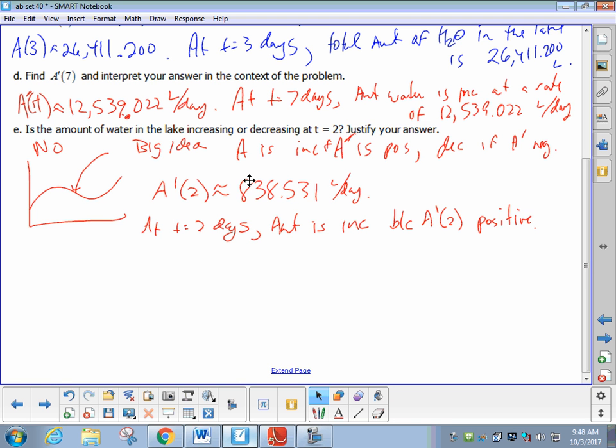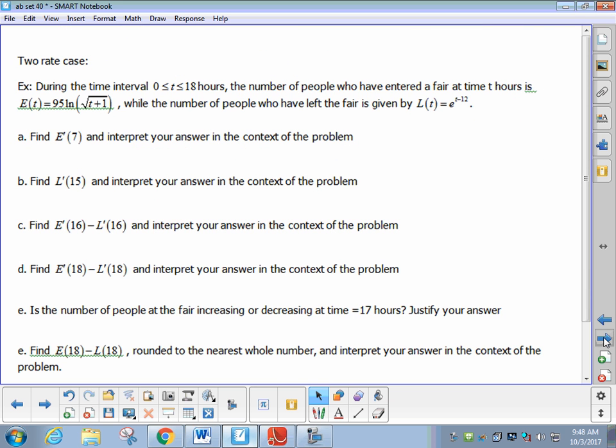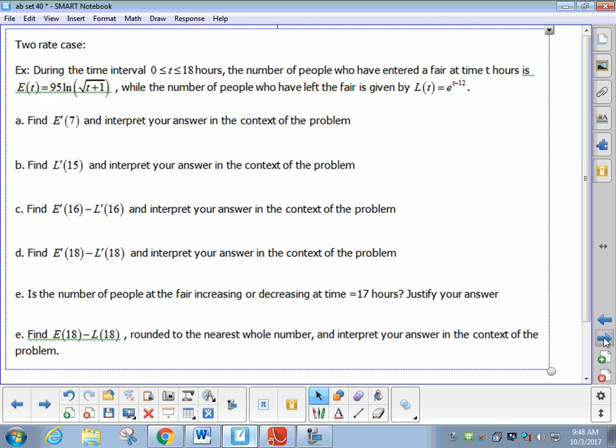Sometimes you'll have a single amount function. Sometimes you'll have competing functions, like in and out functions. Take a look at this, also a pretty common case. It's usually one or the other on the AP test, not both, but you never know.